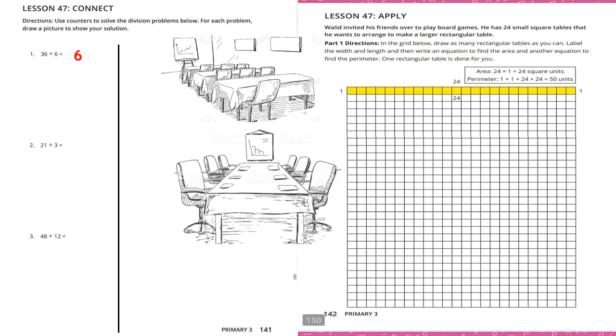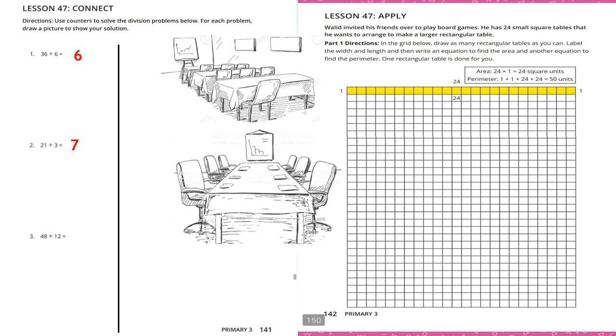In number 2, 21 divided by 3 equals what? We will ask ourselves, 3 times what will give me 21? 3 times 7. In number 3, 48 divided by 12 equals what? We will ask ourselves, 12 times what will give me 48?